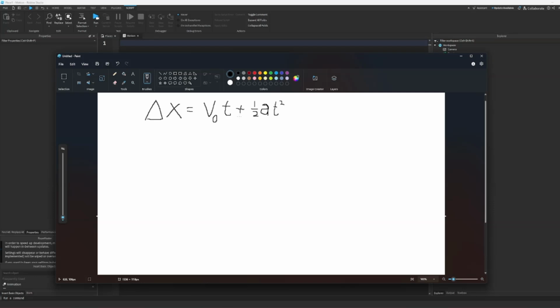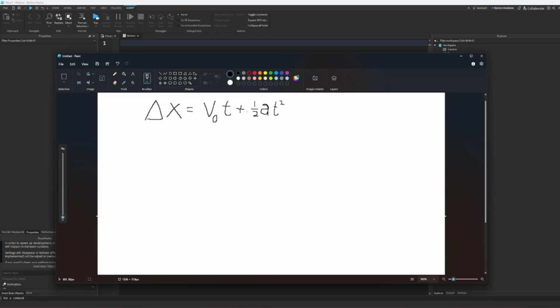So what does this mean? We have our velocity, we have our change in position, we have our time, we have our acceleration. How are we supposed to find velocity out of this? What we can do is isolate this velocity by just doing simple algebra.